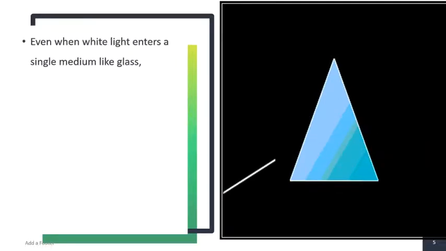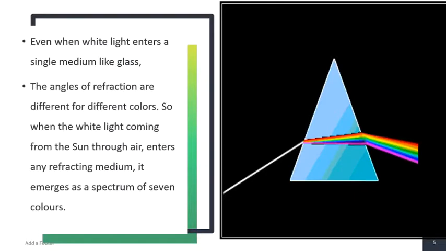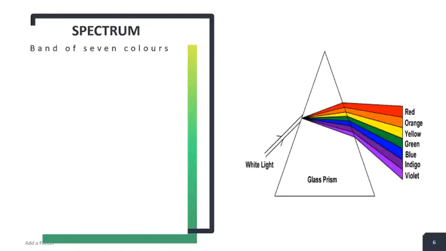Even when the white light enters a single medium like glass, the angles of refraction are different for different colors. So when the white light coming from the sun through air enters any refracting medium, it emerges as a spectrum of 7 colors. So this band of 7 colors is called a spectrum. Here you can see the diagram of spectrum.